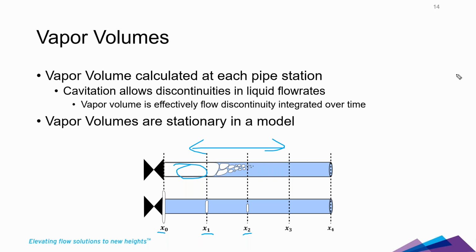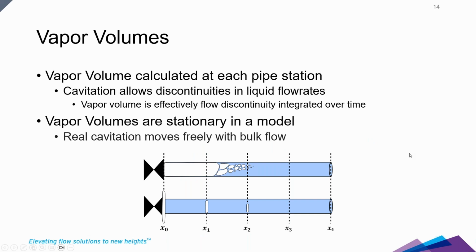A vapor volume could potentially move up and down a pipe, especially if the piping is sloped. So that can happen in reality. In the model, we're assuming that the vapor volumes are going to remain stationary. So keep that in mind as well. The more cavitation you have in your system, those bubbles might be moving around more in reality, and we're not going to be tracking them.